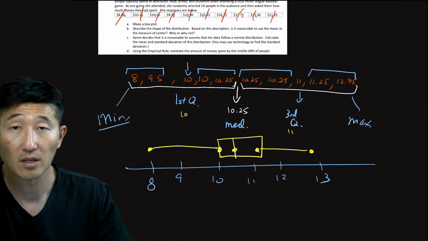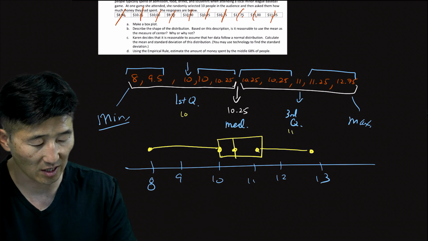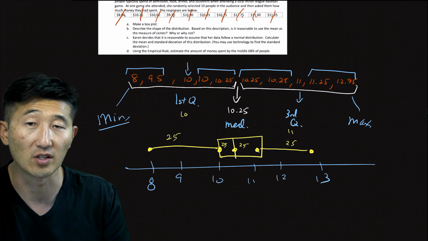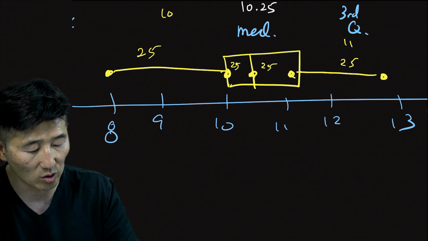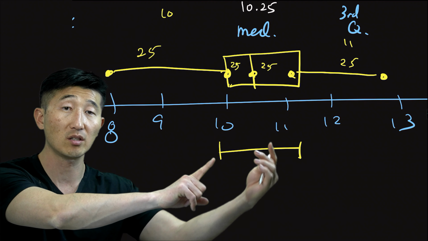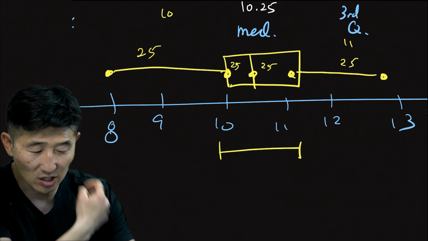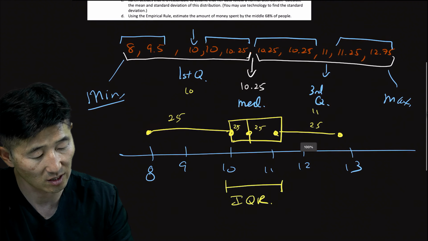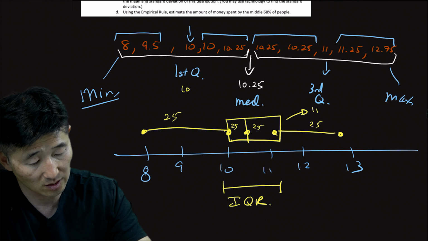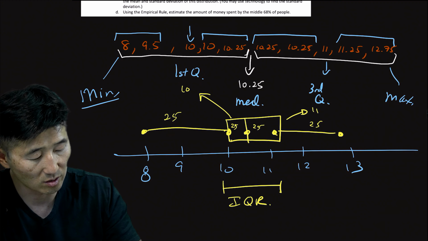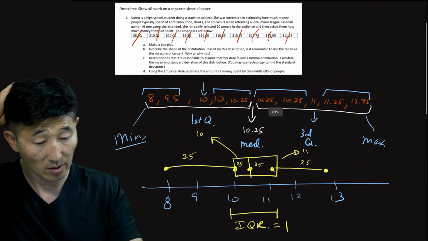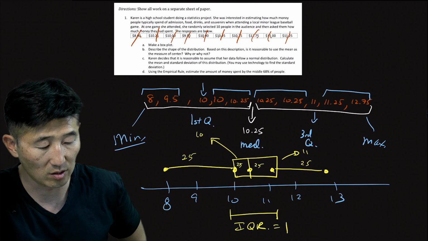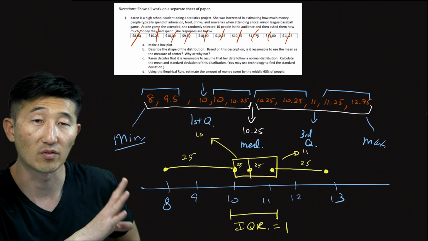Now, each segment has 25% of the data. So this is 25%, 25%, 25%, 25% of the data. The median is the middle. The distance between the first quartile and third quartile, the length of the box, is called the interquartile range, IQR. So she might ask for that. You just subtract 11 minus 10, which happens to be 1. And then just try to answer the rest based on the other stuff that we learned.